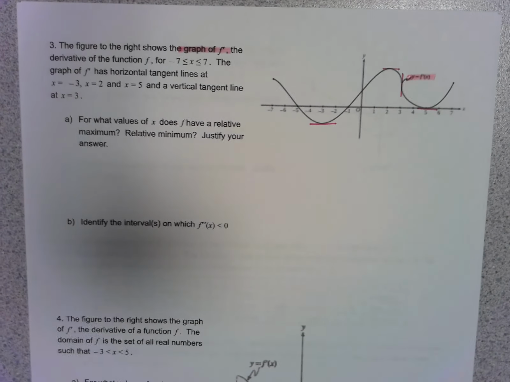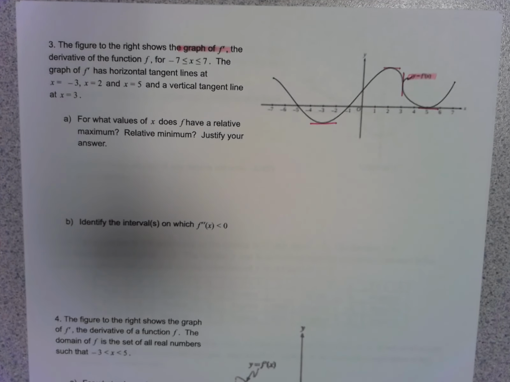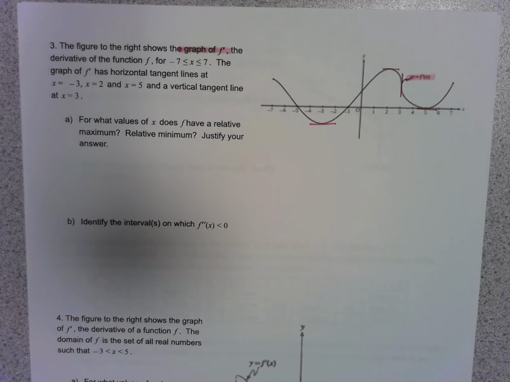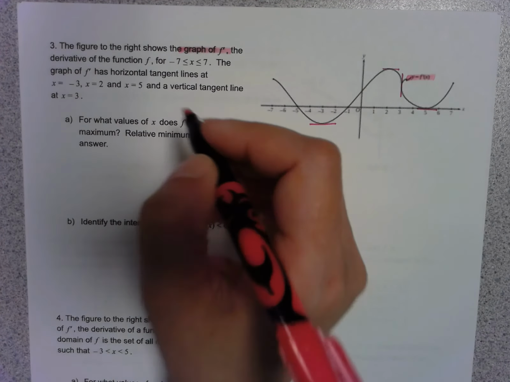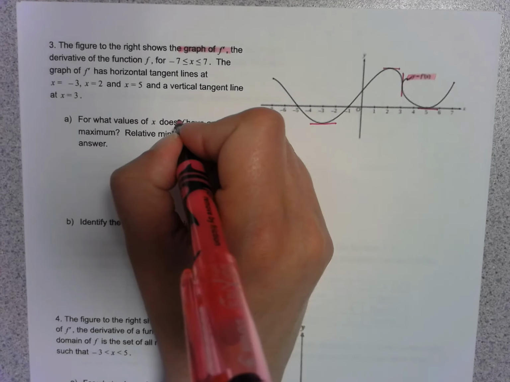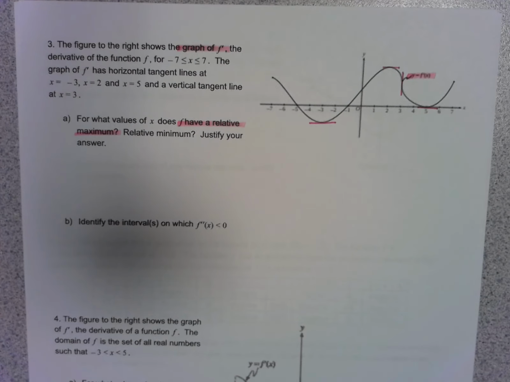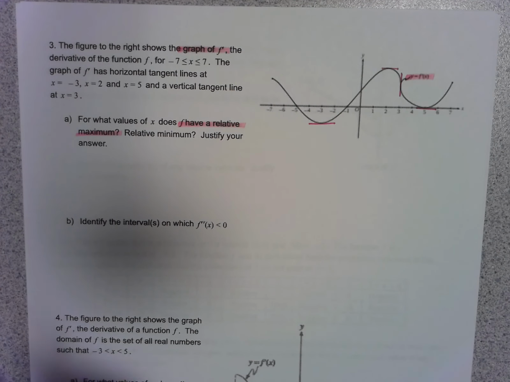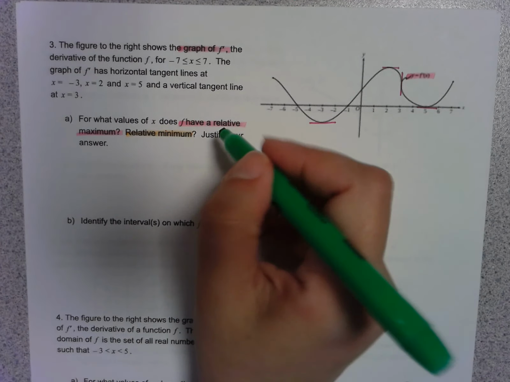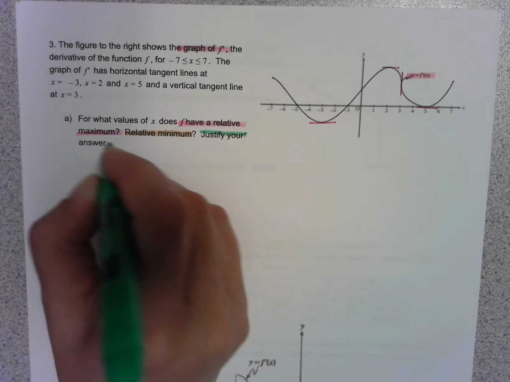Now you'll notice I just kind of drew in little horizontal tangent lines and little vertical lines because that just helps me remember what was in the instructions without having to go back to the directions each time. For part A here, it says, for what values of x does f have a relative maximum or a minimum, and justify your answer. So when does f have a relative max? Separately, when does f have a relative min? And separately, justify your answer.